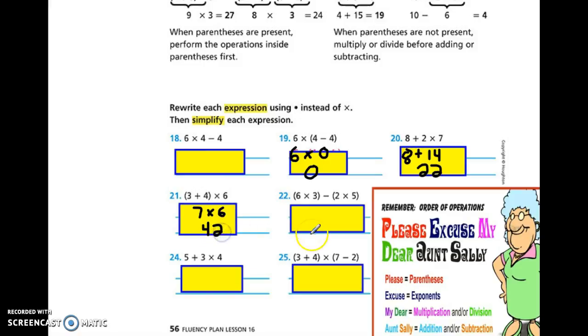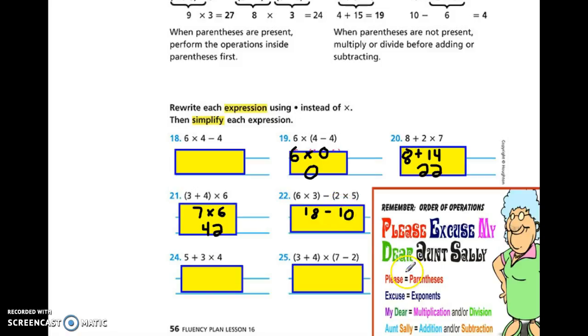All right, let's do another one here together. This one's a little bit more tricky because you'll see that there's 2 sets of parentheses. So parentheses, I'm going to do both sets of parentheses. So 6 times 3 will give us 18. I'll say my minus there, and then I'm going to do my parentheses again. 2 times 5 is 10.